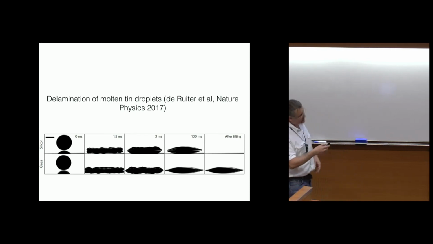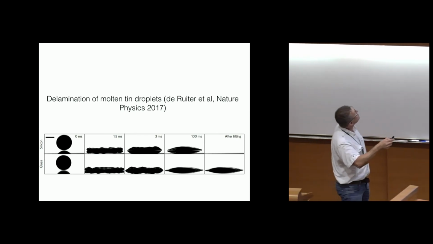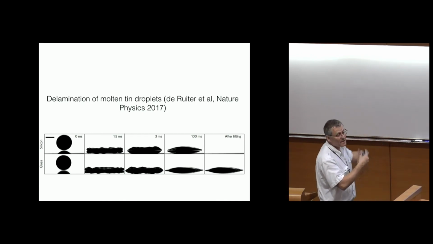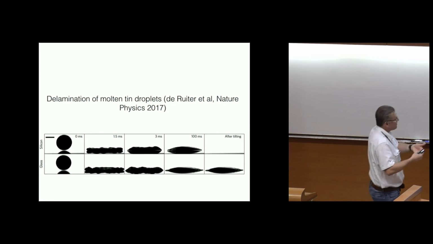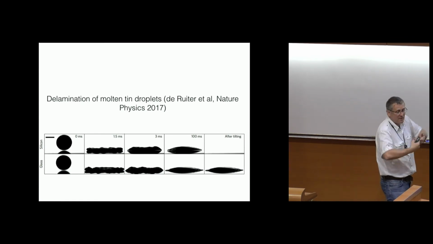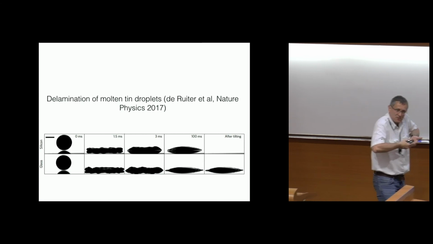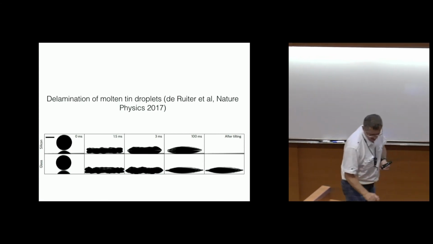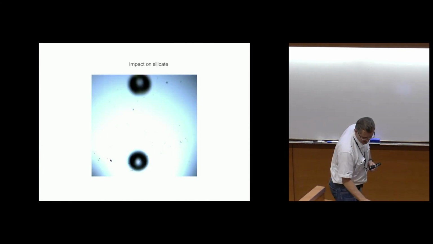Actually, we see cracks, but in a paper published last year by the group of Varasani and De Ritter, they observed that depending on the type of liquid that you take, here it was molten tin, instead of having cracks, what they observe is delamination. So the way the system can be unstable is also delamination. And I think I'm finished.